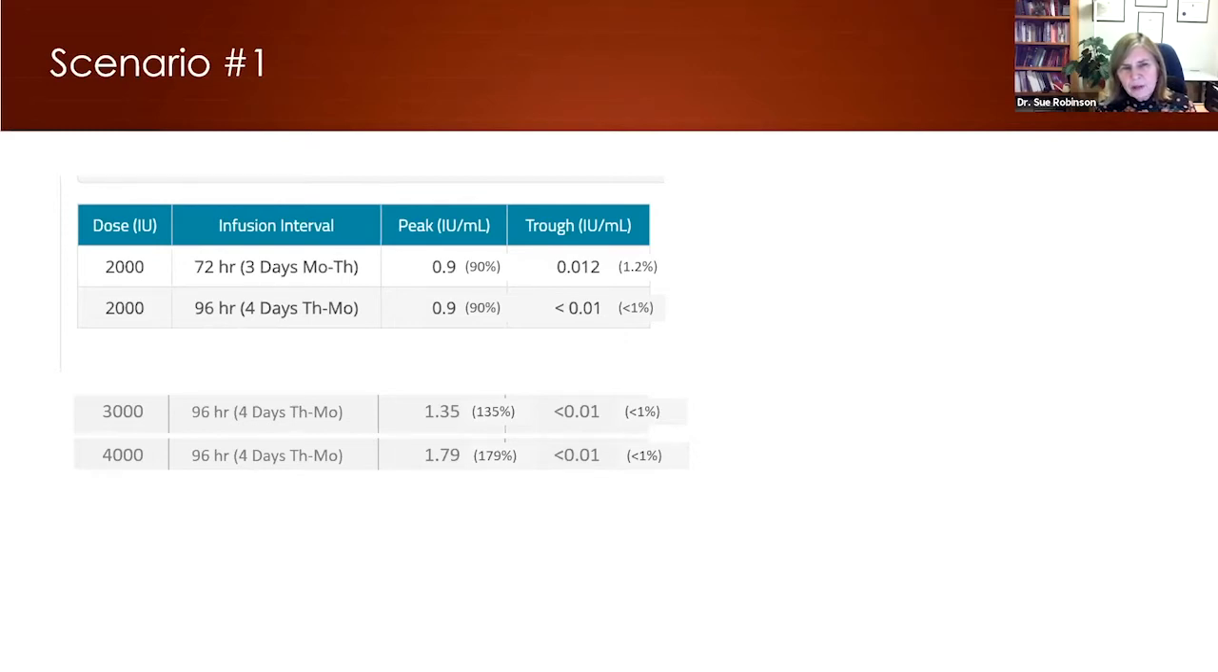So then if you look at what happens to him from Thursday to Monday, again, 2,000 units, but this is a longer time, 96 hours. So he gets the same peak when we check him right after infusion on Thursday. But on Monday morning before he infuses, he has undetectable factor VIII.